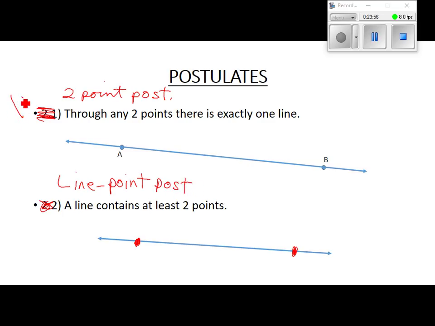This one is a lot more important than the reverse or the converse of it. All that making sense, John? Easy stuff, isn't it? Through any 2 points, there's exactly one line. The way I'll usually say it is 2 points make a line.